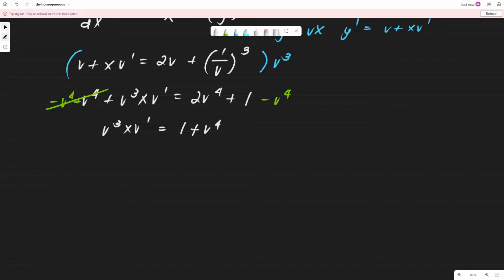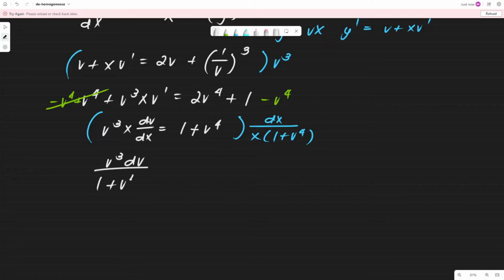Then let's isolate. I always forget: let's replace v prime with dv over dx. Then let's multiply by dx over x multiplied by 1 plus v to the fourth. So we will have v cubed dv over 1 plus v to the fourth is equal to dx over x. Okay, now we can integrate.